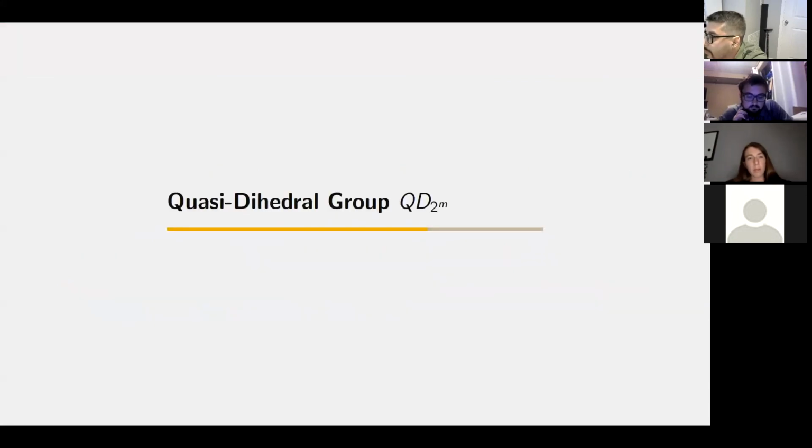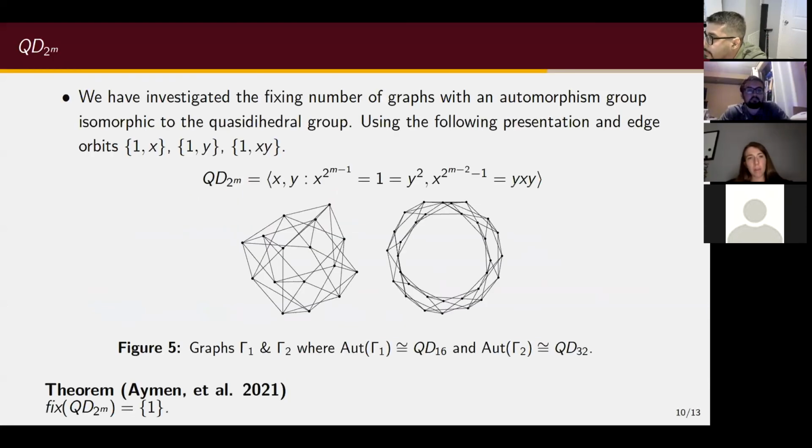So in addition to the symmetric group, we also explored another group that was called the quasidihedral group, and this can be denoted as QD 2^m. For this group, we are looking at the fixing number of graphs to have an automorphism group isomorphic to the quasidihedral group, and we used a presentation that is shown below with the edge orbits 1x, 1y, and 1xy, and with the edge orbits, we multiply them by every element in the group. And this is going to help us create the vertices and edges to create the graphs.